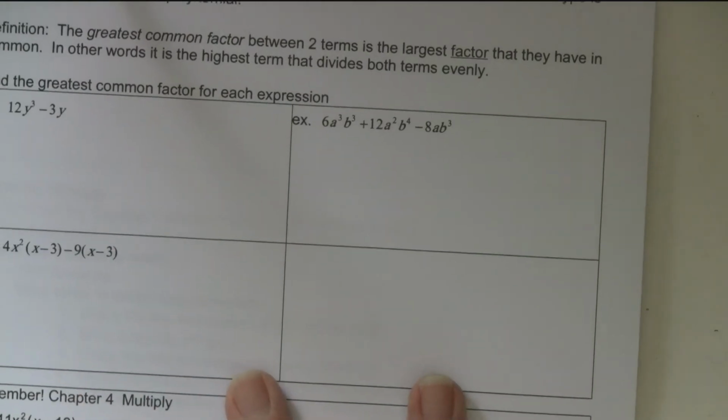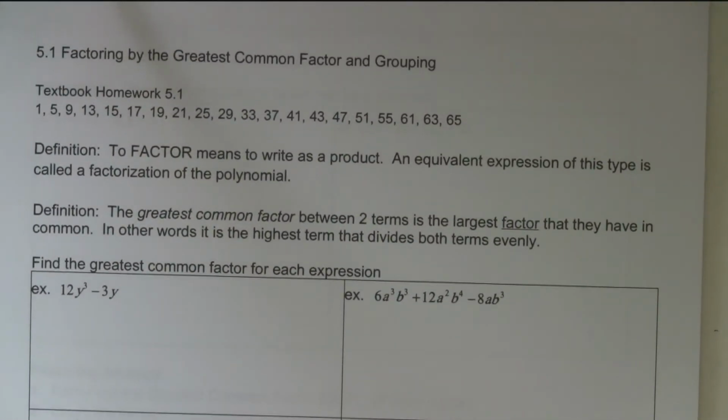So this is our beginning of chapter 5, and we're going to be looking at 5.1 here. So the chapter 5 notes and 5.1. And they first tell us what the definition of factor means. It means to write as a product. An equivalent expression of this type is called a factorization of the polynomial.